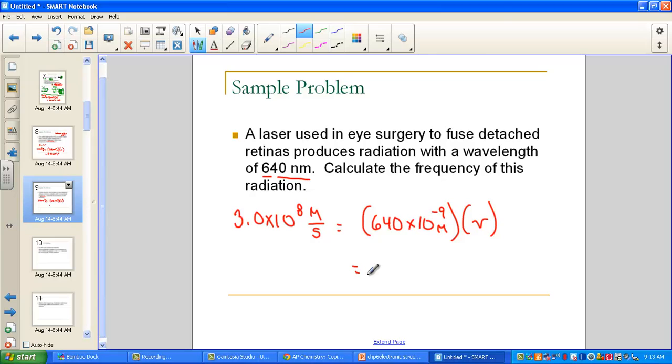I think I have a calculator error. Let me hit it twice to be sure. 640e-9. How about 4.69, rounding to 2 decimals, 4.69 times 10 to the 14th power per second, or the term hertz.